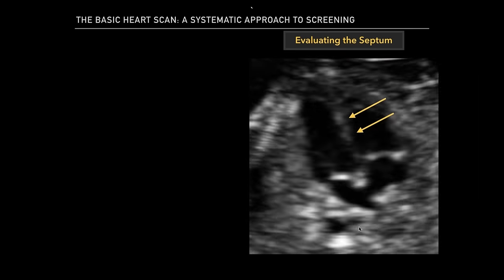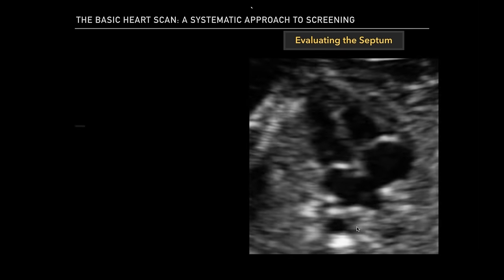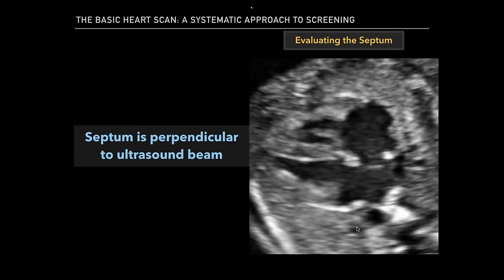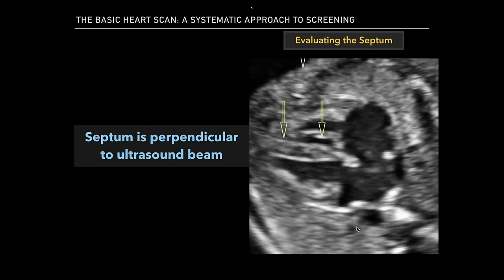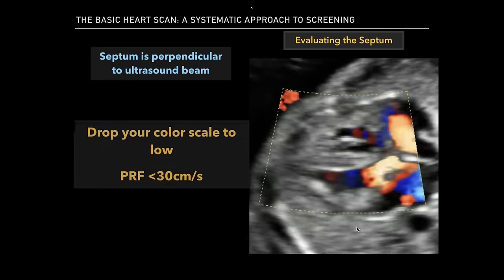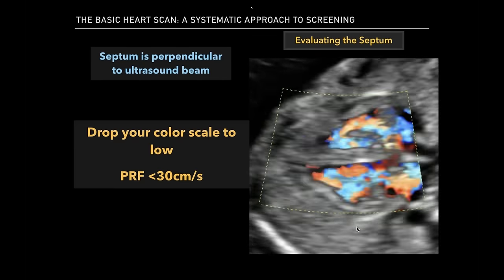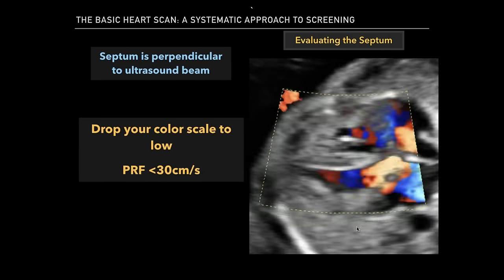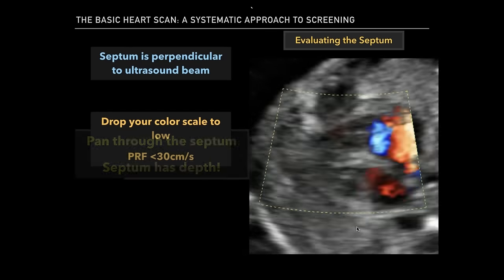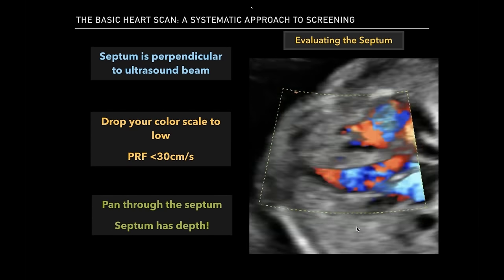So when evaluating the septum, you want to keep in mind to change your angle of acquisition so the septum is perpendicular to the beam. Also, when using color Doppler, you want to drop your scale to a PRF of at least less than 30 centimeters per second. And you want to pan through the septum. Remember, septum has depth.